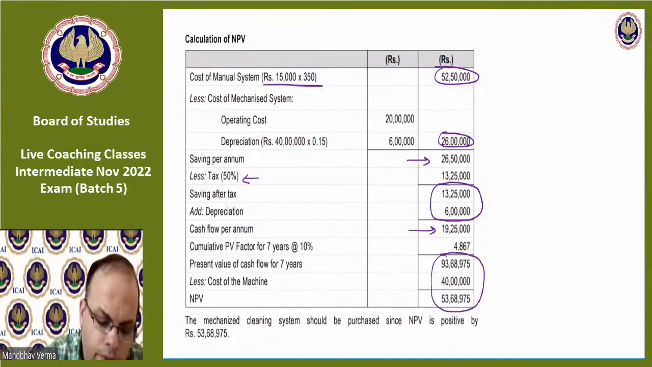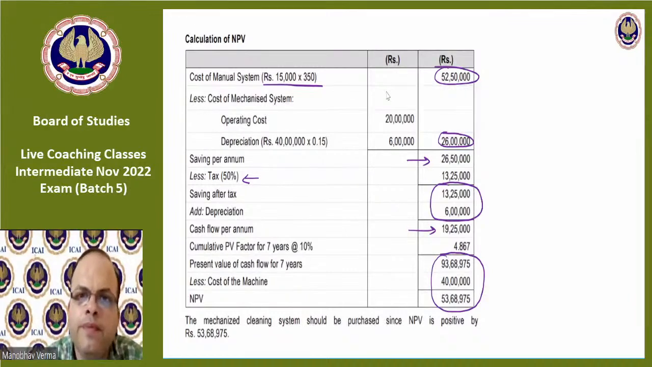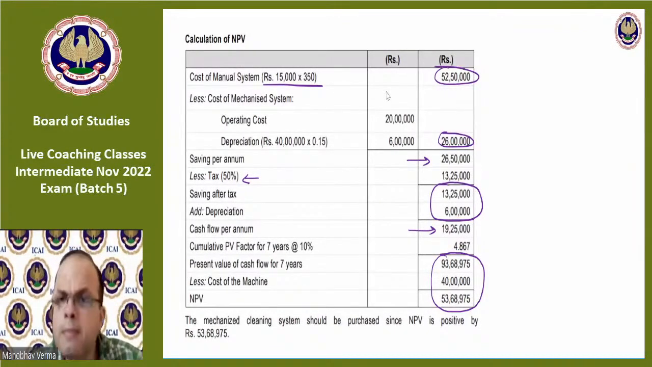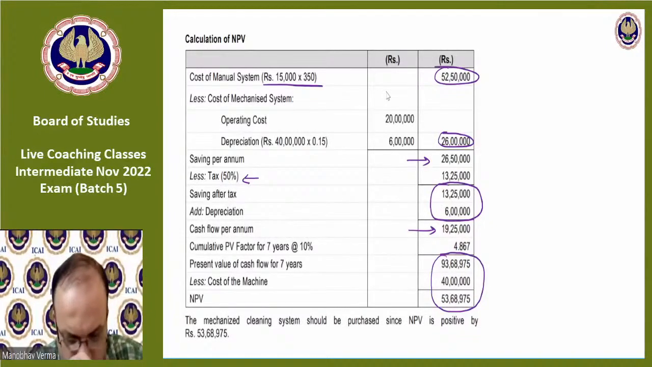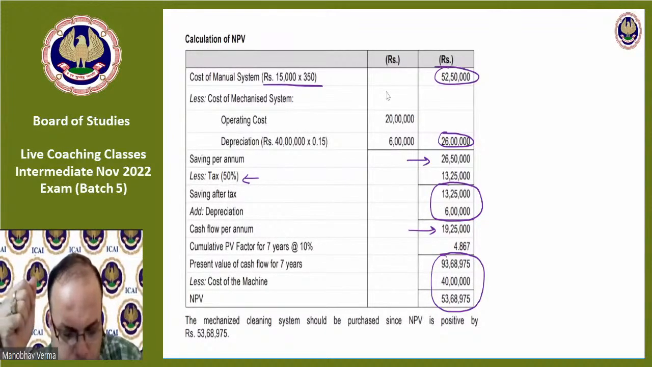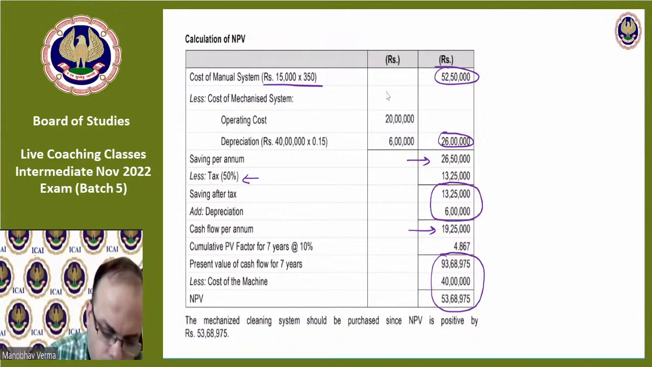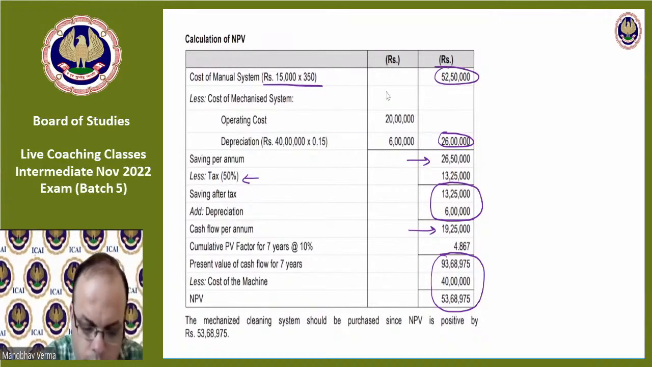Yes or no? Should we go for the automation, guys? Should we go for the automation in this case? It's clear cut. Yes, NPV is positive. Everyone else? So Hiral, Pooja, Smita, where are you guys? Any doubts yet? Please let me know if you want to ask or clarify anything on this question, guys.